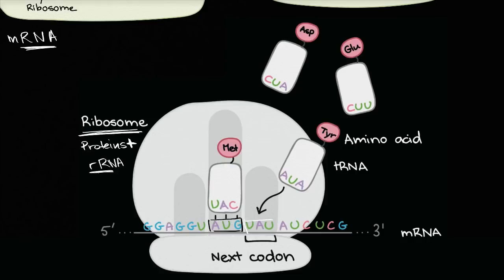Let me do this in a color that is visible on both white and black. So this next 3 nucleotides is a codon. This is a codon. This is a codon. And the information is actually encoded in the nitrogenous bases. So this first codon right over here, we see it's AUG, so the nitrogenous bases are adenine, uracil, and guanine.